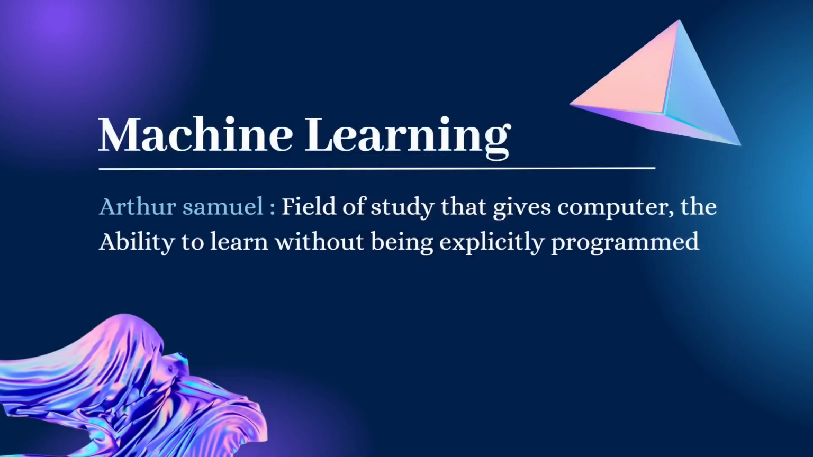Let's discuss some other definitions for machine learning. According to Arthur Samuel, machine learning is the field of study that gives computers the ability to learn without being explicitly programmed. In the sense, he is saying machines do not depend on humans to program every time they make decisions. Instead, they depend on the past data and the experiences to make the decisions.